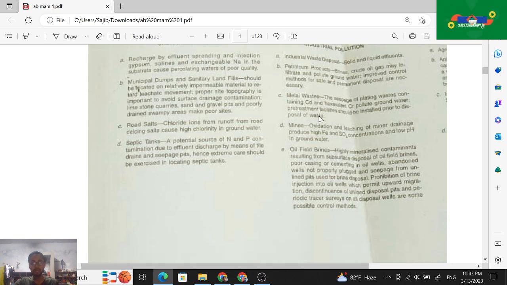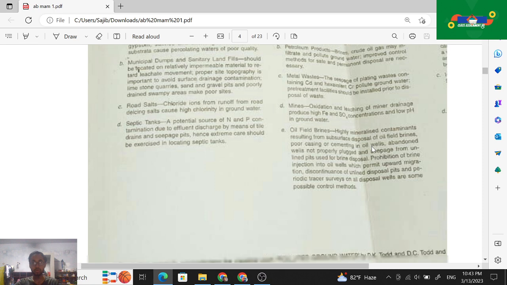Then metal wastes: the seepage of plating waste containing cadmium and hexavalent chromium pollutes the groundwater, and pre-treatment facilities should be installed prior to the disposal of waste. Then mines: oxidation and leaching of mining drainage produce high Fe and SO4 contamination and low pH in the groundwater.